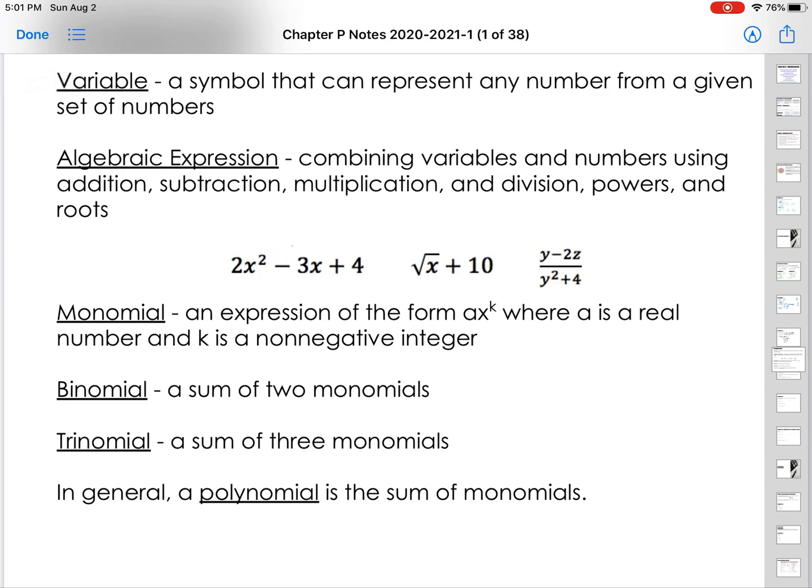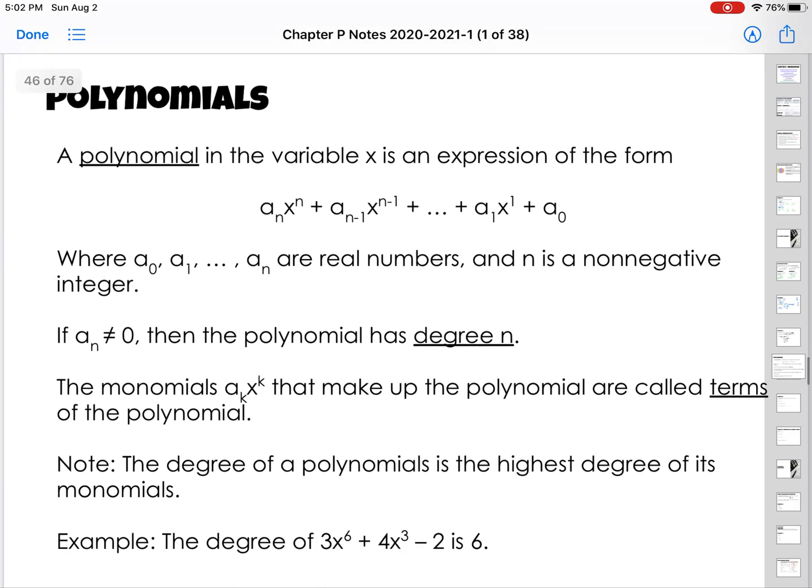Monomial is an expression of the form a times x to the k, where a is a real number and k is a non-negative integer. So it's just one term. A binomial is the sum of two monomials, so there's two terms. Trinomial for three terms, and in general we call the rest of them polynomials, the sum of any number of monomials. At some point we just kind of stop coming up with names, so poly means many.